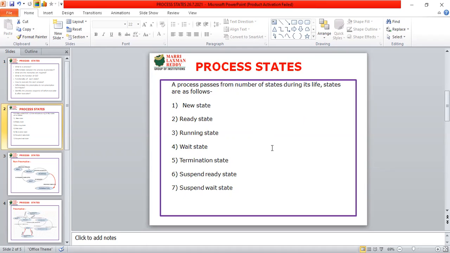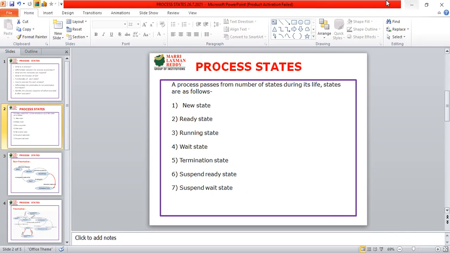Suspended ready state and suspended wait state, these two are used only sometimes. The remaining five states are compulsory for the execution of a process. What are the cases where these two are used? In the ready queue, when the main memory is full, the upcoming processes are stored in the suspended ready state. Likewise, in the wait state, when the main memory is full, the processes wait in the suspended wait state.